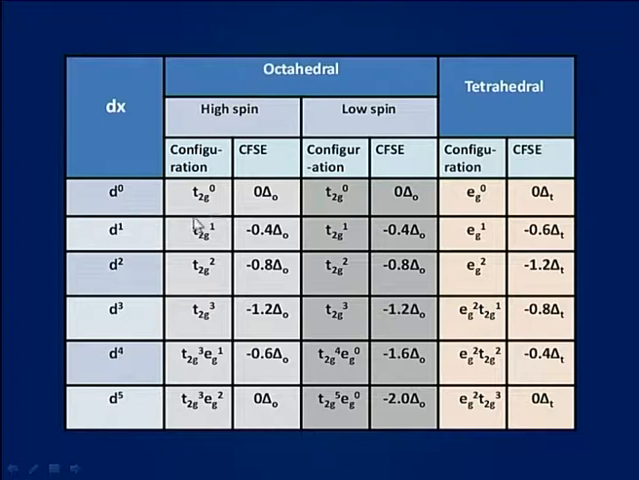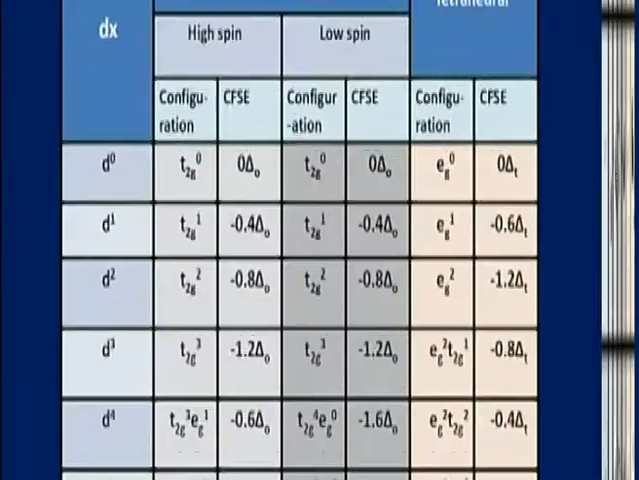Here you can see the comparison of crystal field stabilization energies for high spin and low spin octahedral complexes and high spin tetrahedral complexes. For example, if we take a d2 configuration, then crystal field stabilization energy for high spin octahedral will be equal to minus 0.8 Δo. For low spin octahedral, this will also be equal to minus 0.8 Δo, but for tetrahedral, this will be equal to minus 1.2 Δt.